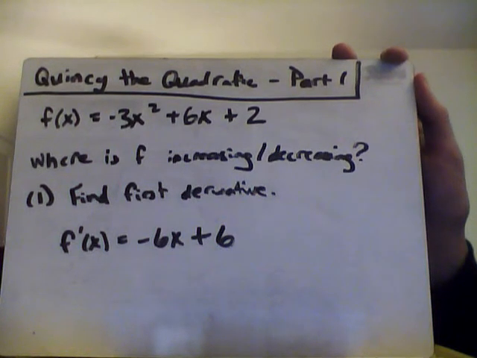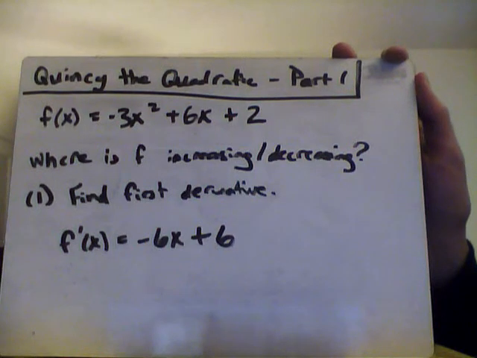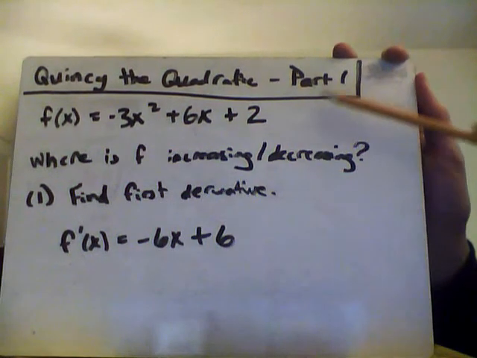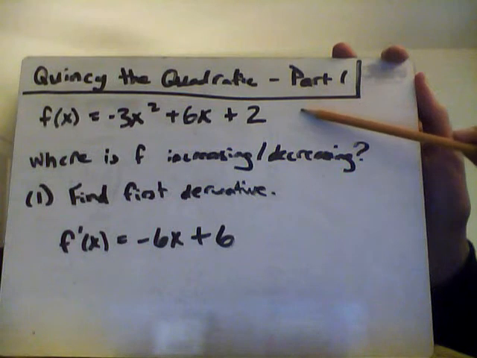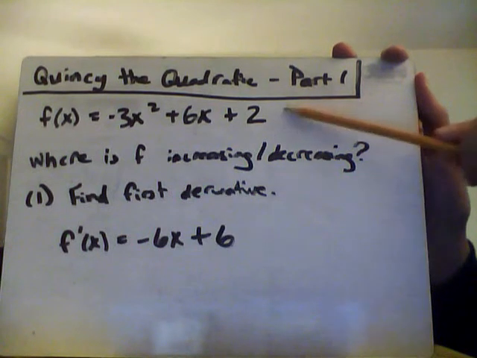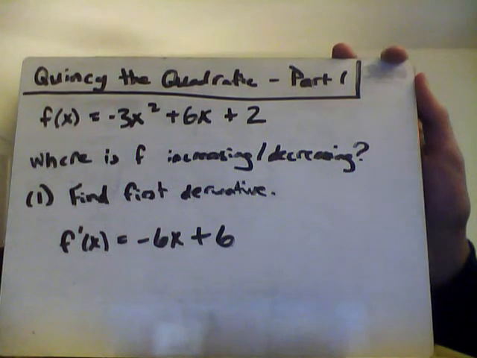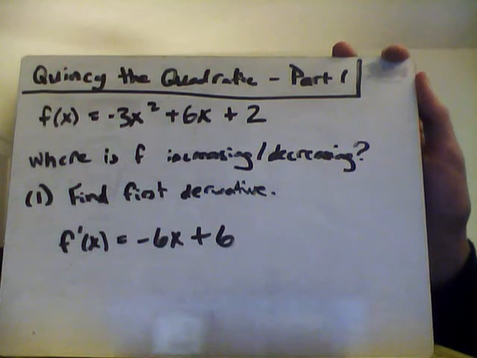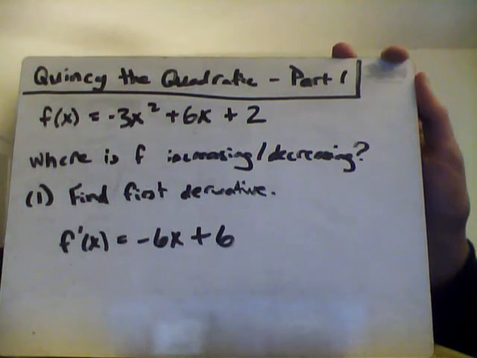So this is an example that was in the reading, and I wanted to make sure that I explained it verbally as opposed to just having you guys read it. So in this example number 1 from the reading, f of x is equal to negative 3x squared plus 6x plus 2. As we talked about in a lab, we can connect the idea of a derivative to the idea of where f is increasing or decreasing.